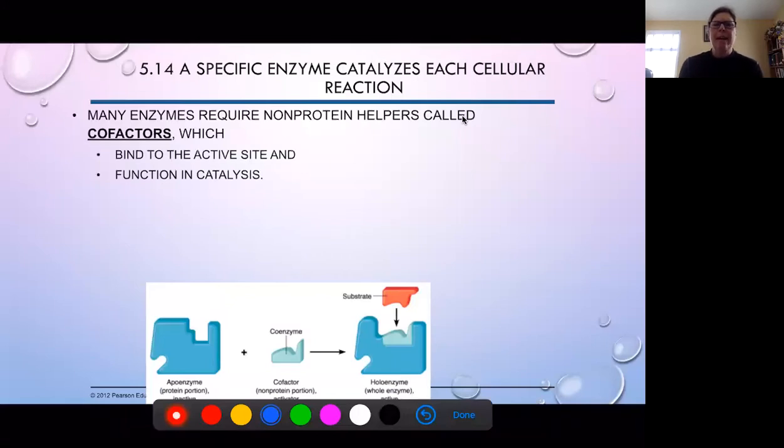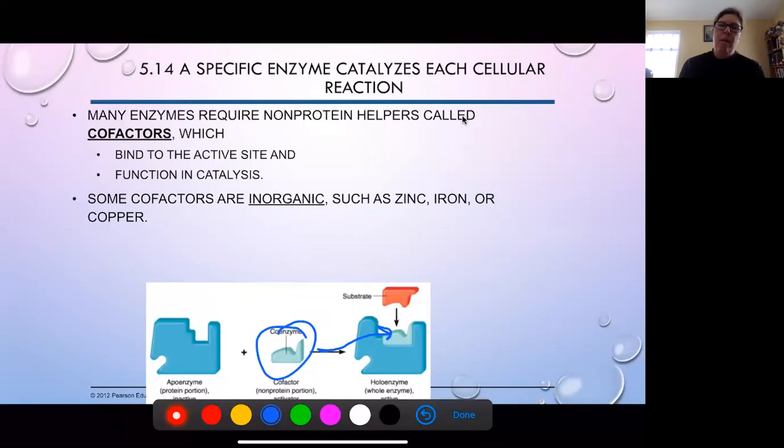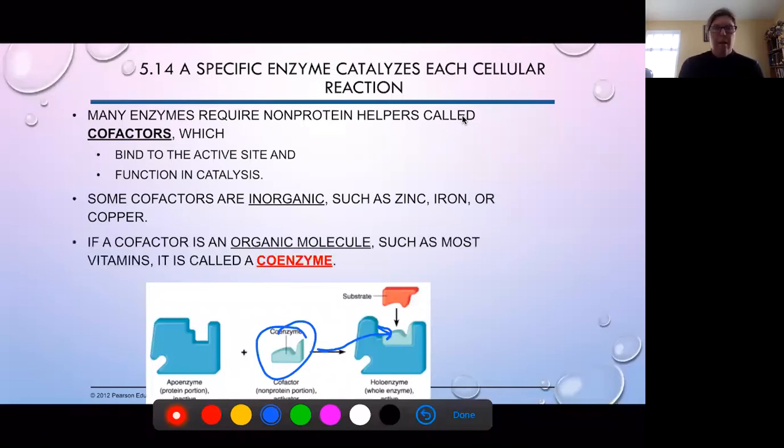Many enzymes require a non-protein helper called a cofactor, which binds to the active site and functions as a catalyst. In this case, we have this non-protein coenzyme that's going to go into that binding site to help the pocket have the correct fit with that particular substrate. Some cofactors are zinc, iron, or copper. If a cofactor is an organic molecule, meaning it has carbon and hydrogen, we call it a coenzyme. This is what your vitamins are. Many of your vitamins are coenzymes. We'll talk about some of these vitamins when we get to cellular respiration.